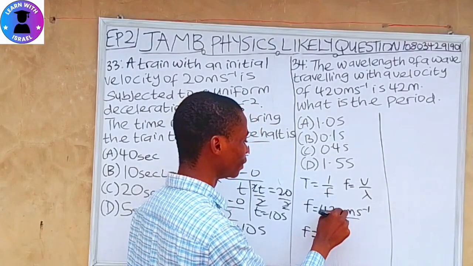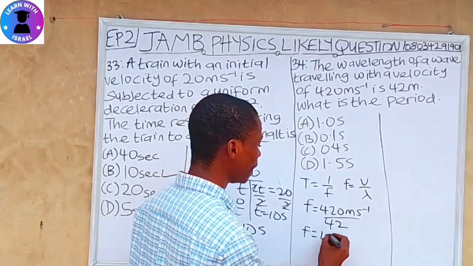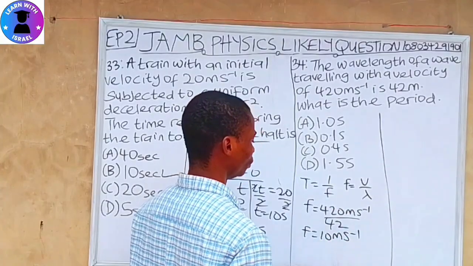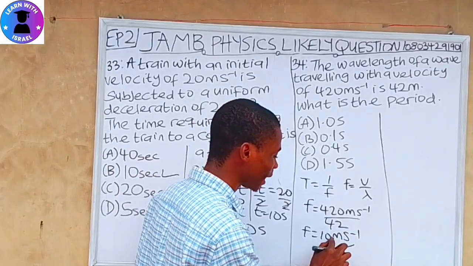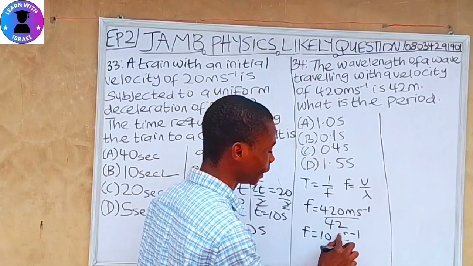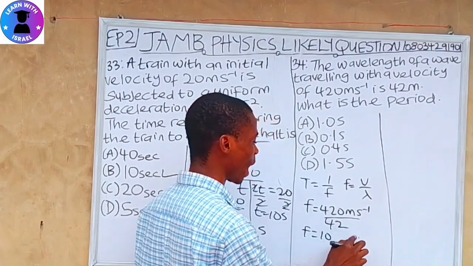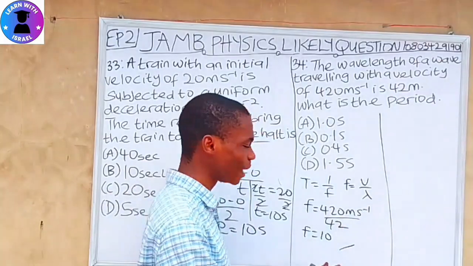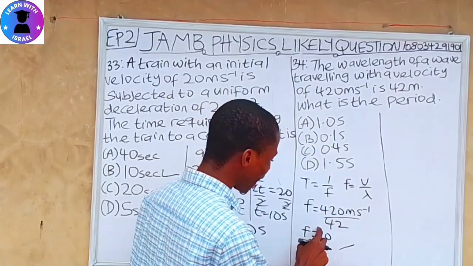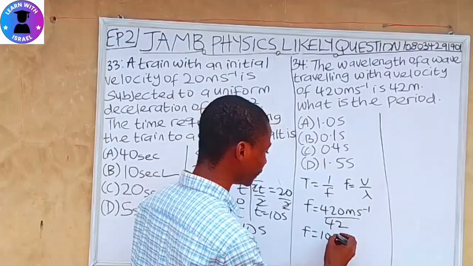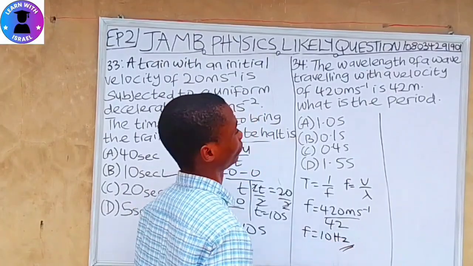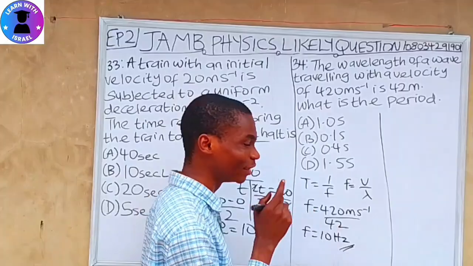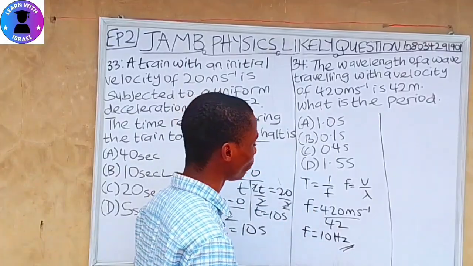420 divided by 42 will give us 10. You can check your calculator to convert that, but it is wrong to leave it at 10 meters per second. Do you know why? Because frequency is measured in hertz. Hertz is written as Hz. I want you guys to note all this unit. It is very, very important.